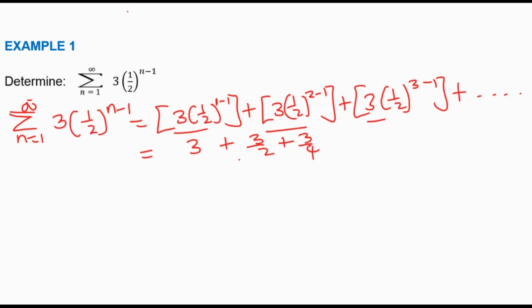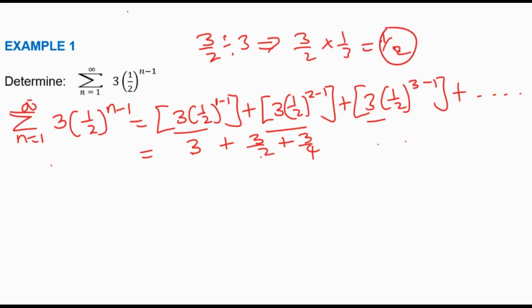Let's check if this series is converging. R is equal to T2 divided by T1. So 3 over 2 divided by 3 is just the same as 3 over 2 times 1 over 3, meaning that R is half. R is between -1 and 1, so the series is converging. So A is equal to 3 and R is equal to 1 over 2.